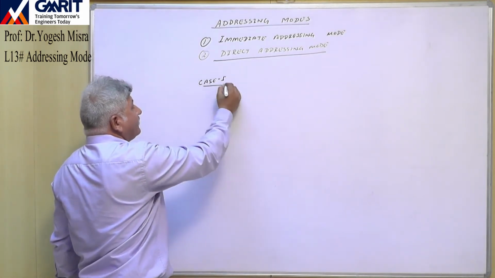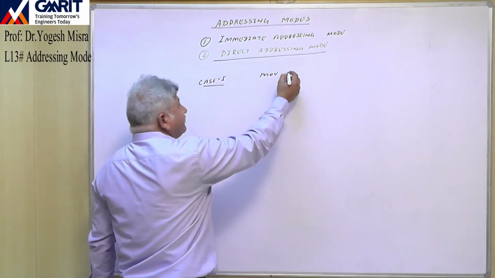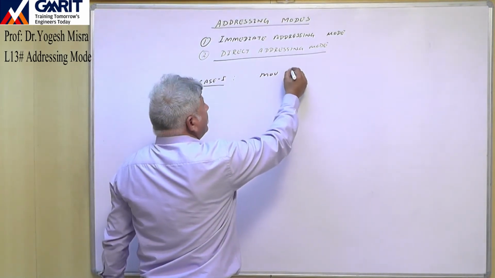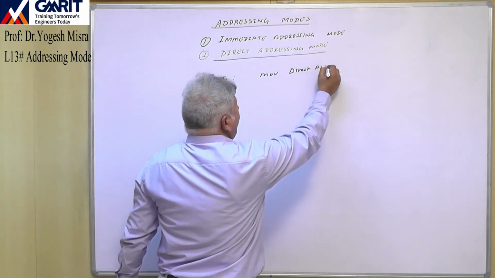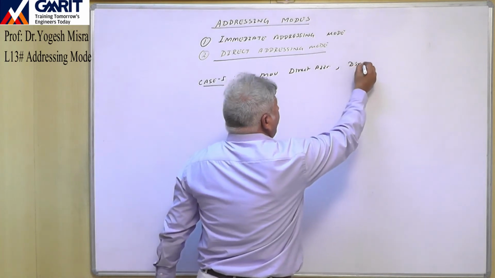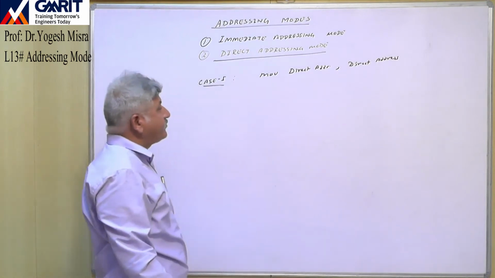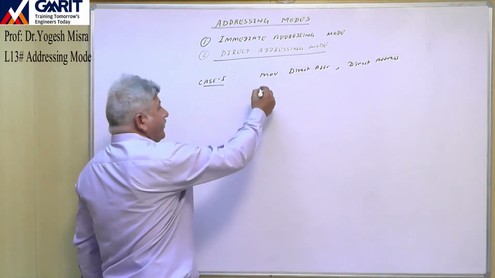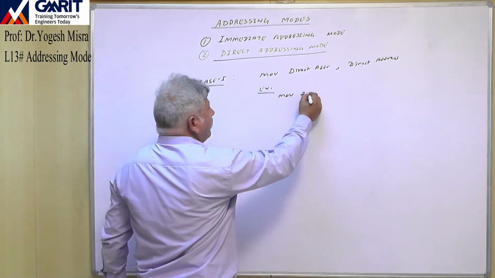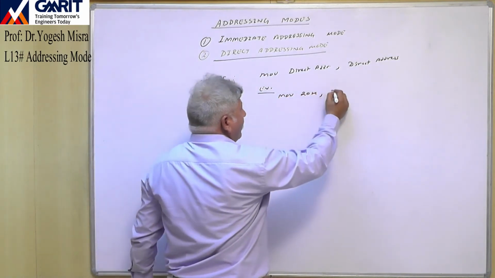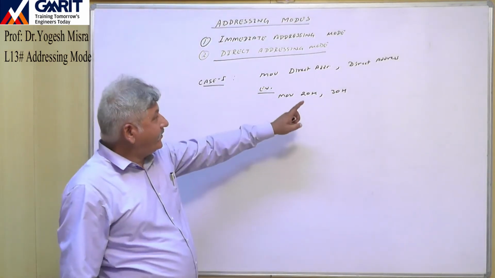Case 1, MOV direct address, comma, direct address. For example, MOV 20H, 30H. So this is the example of direct addressing mode.